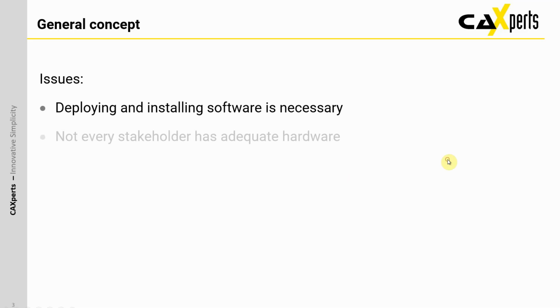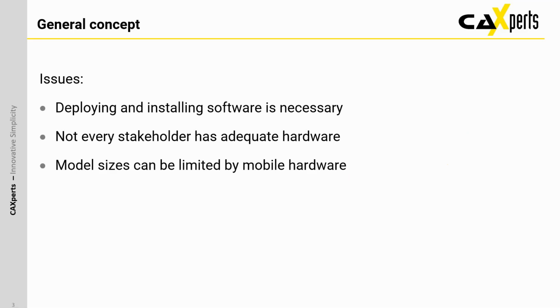So, talking about the general concept, what are the issues that we're facing generally? Deploying and installing software is necessary, which means some really administrative tasks that have to be done before you can actually start viewing. Not every stakeholder has adequate hardware, so this can be slow network connections, really low CPUs, low RAM, low graphics, and finally model sizes can be limited by mobile hardware because there are different configurations for different devices available, and some of them might have limitations.